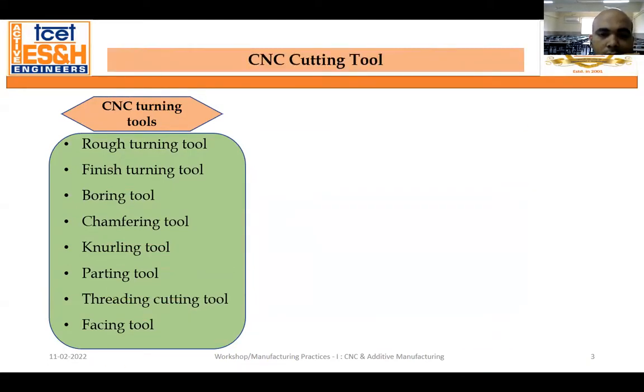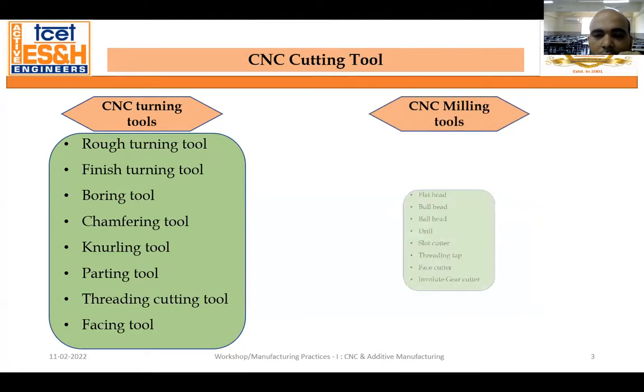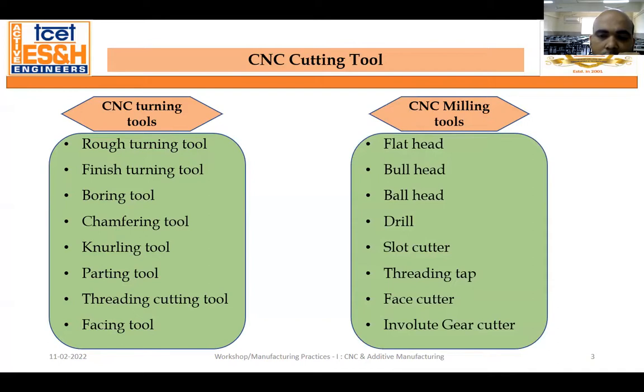After that, we have the CNC milling tool. In the case of a CNC milling tool, we have the flat head tool, bull head, ball head, drill, slot cutter, threading tap, face cutter, involute gear cutter. So these are the different types of CNC milling tool we will be discussing. So let's have a look one by one at what these types are.